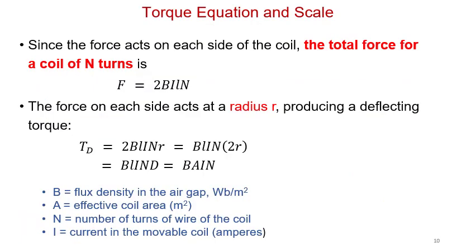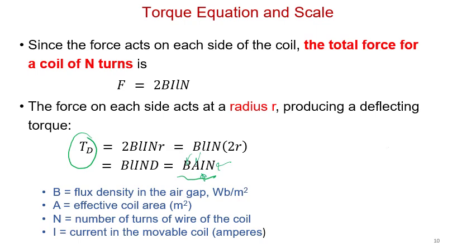Now we need to calculate the torque generated in the PMMC. We will go directly to the equation which will generate it. The torque, we call it deflection torque, TD. It's calculated by these parameters. It's equal to B into A into I into N, where B is the flux density in the core.